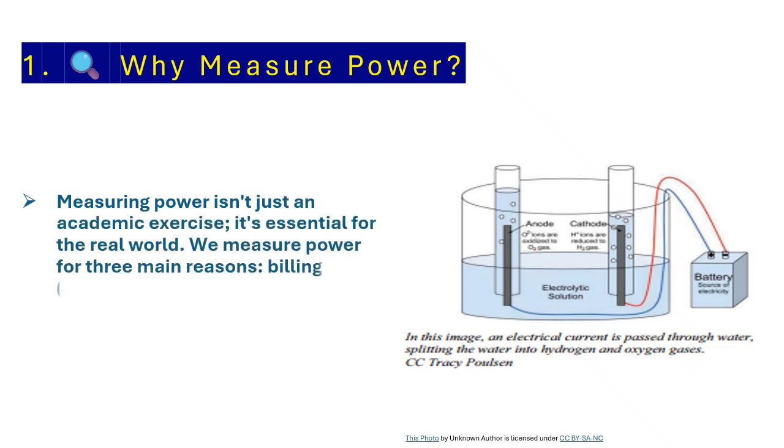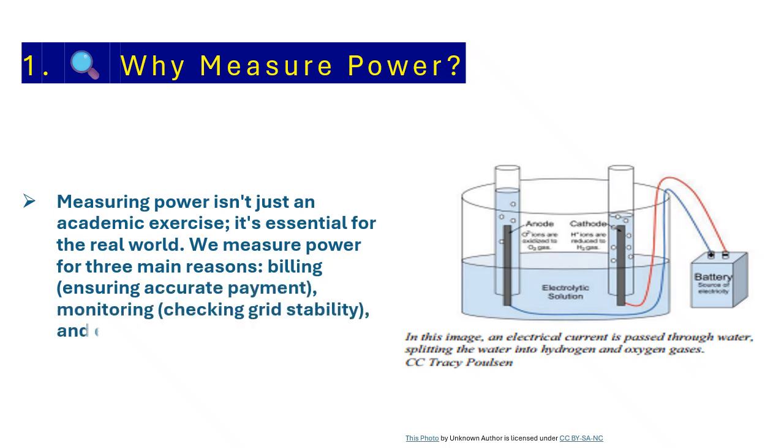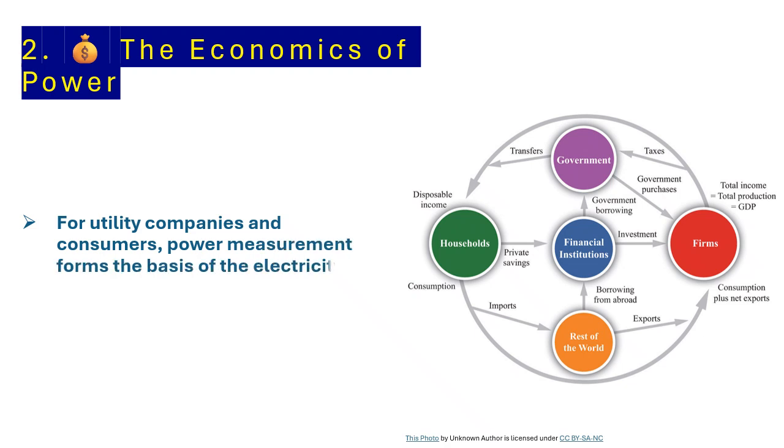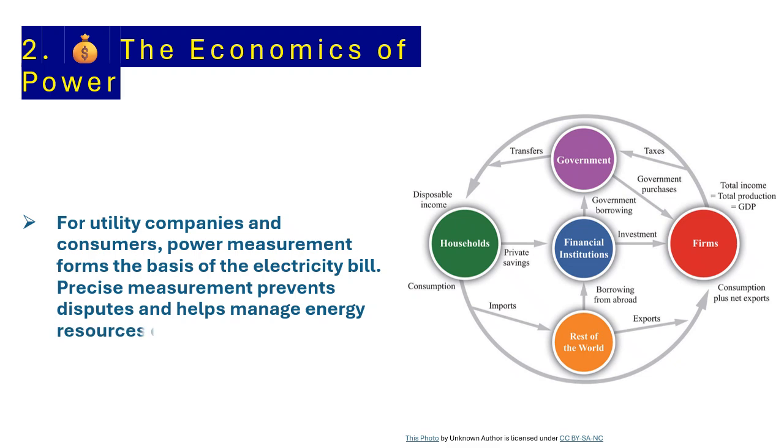We measure power for three main reasons: billing, ensuring accurate payment; system monitoring, checking grid stability; and efficiency, optimizing machinery performance. 2. The economics of power. For utility companies and consumers, power measurement forms the basis of the electricity bill. Precise measurement prevents disputes and helps manage energy resources effectively.